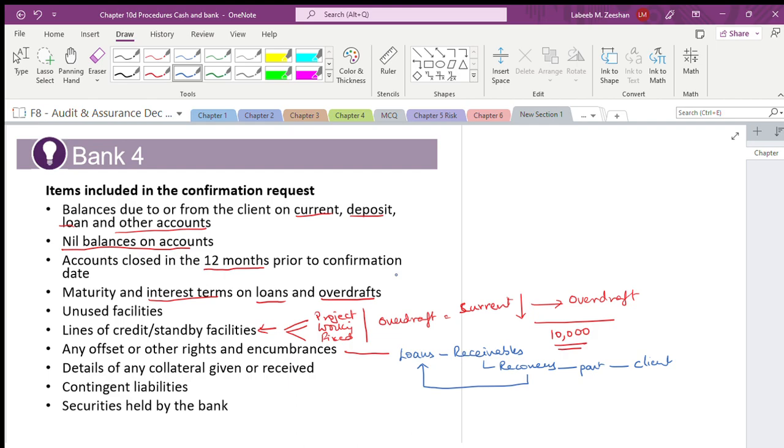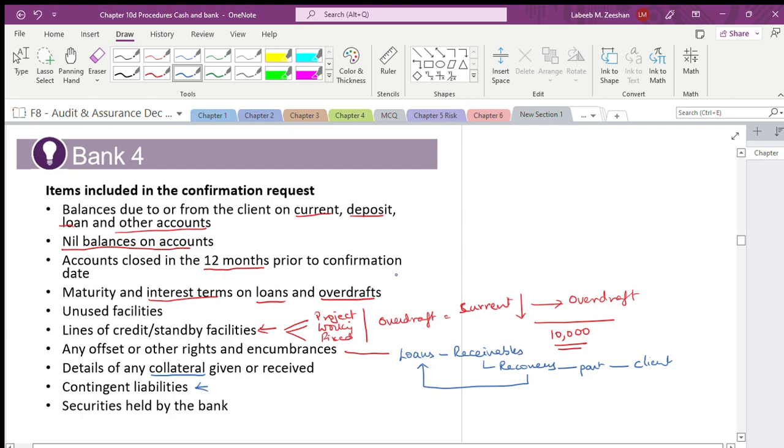It is like a salary. You are taking a loan. Automatically what will happen? The salary will come, and automatically the bank will take its loan amount as such. Are there details of any collaterals? Are there any guarantees? Any terms and conditions that have been attached? Given or received? Whether we have given or we have received.